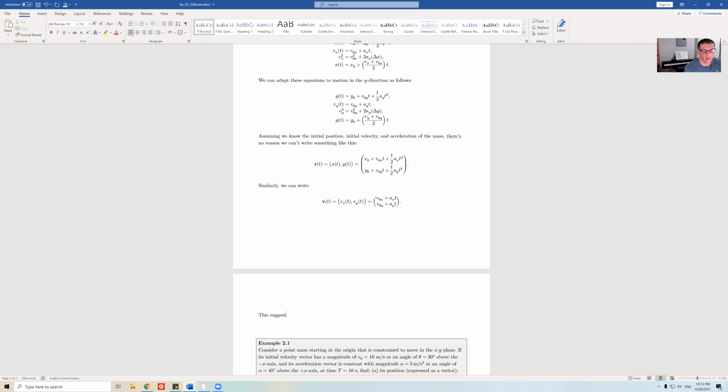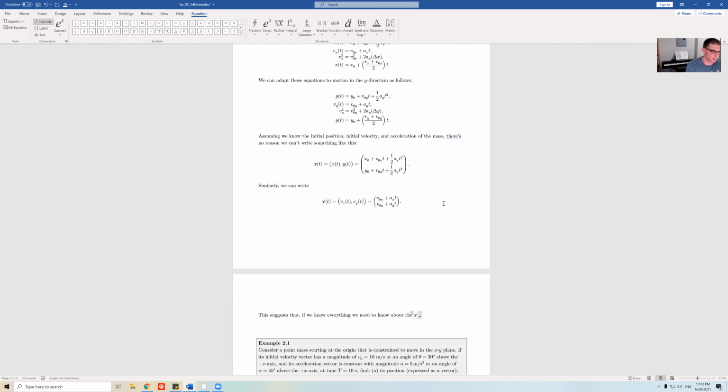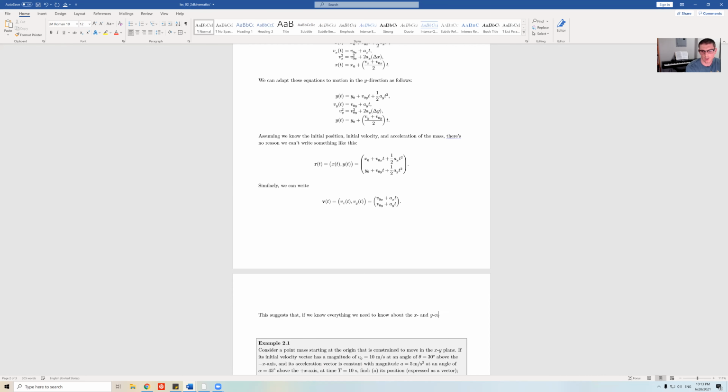Say that this suggests that if we know everything we need to know about the x and y components of the mass's motion, we can solve for any quantity of interest. And these will, for our purposes right now, namely be position and velocity, as is indicated by the equations I just wrote, right? And we can do this at a given time.